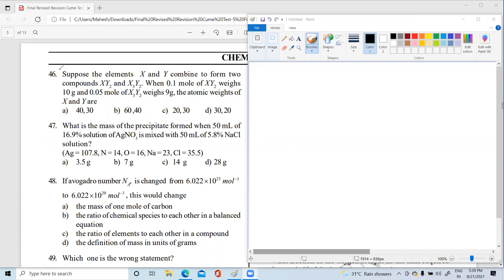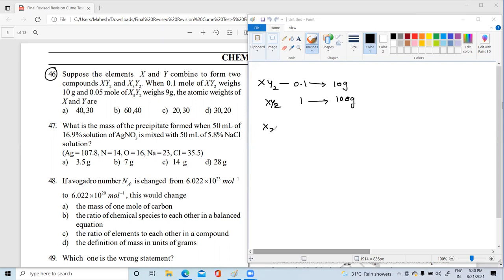So we'll see question number 46. Suppose the elements x and y combine to form xy2 and x3y2. When 0.1 mole of xy2 weighs, they have given 10 grams. Then 1 mole is how many grams? It is around 100 grams. So the xy2 molecular weight is 100 grams.